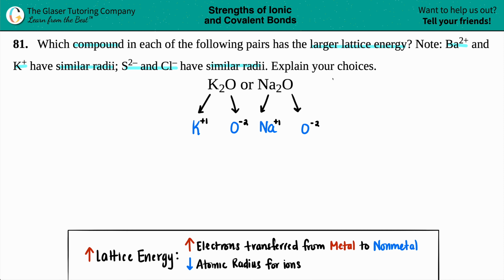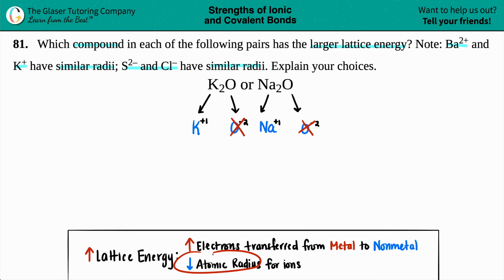Now you say to yourself, well, the larger lattice energy is going to come from the ions that are different. Nothing that's the same is going to make it larger or smaller. Since they both have oxygen in them, that doesn't matter. The only difference is potassium and sodium. Just know that there are two different properties that have an effect on the lattice energy. Lattice energy is tied to the size of the ions, or the atoms, of the ionic compound.